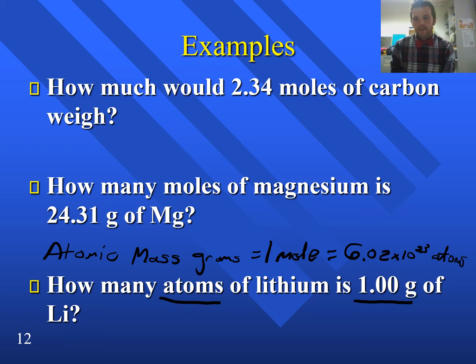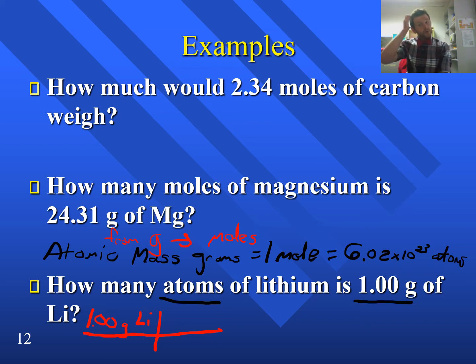So what we're given is something in grams. I'm going to set up my little chart. 1.00 grams of lithium. And then I'm going to switch it from grams to moles. We can't just go straight to atoms. We have to go through moles first.